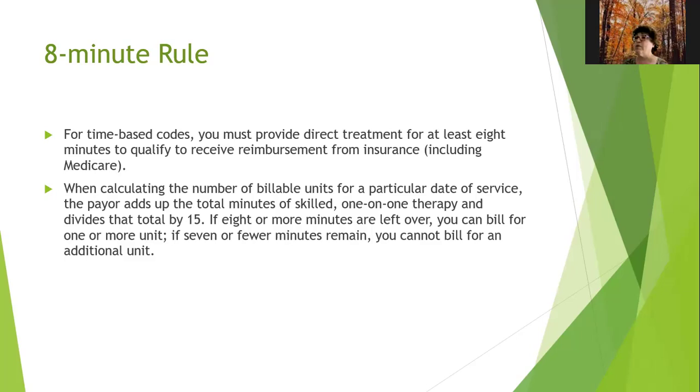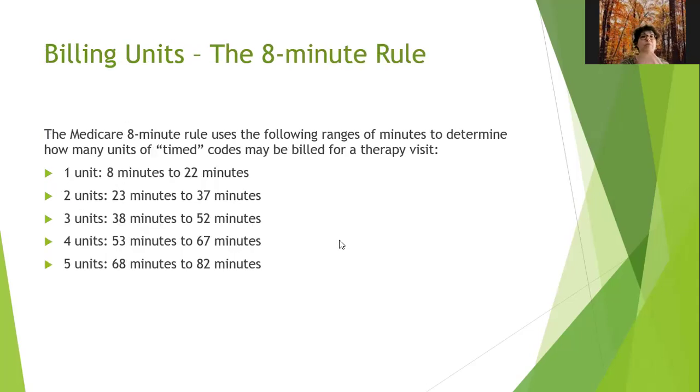When they calculate the number of billable units for a particular date of service, the payer, the insurance company, adds up the total minutes of skilled one-on-one therapy, divides the total by 15. If 8 or more minutes are left over, you could charge for another unit. If 7 or fewer minutes remain, then you can't bill for another unit. It can be confusing, but don't worry about it too much right now. If you think in 15-minute increments, you can't go wrong. You can think of the 8-minute rule as 15 plus or minus 7 minutes. So between 8 and 22 minutes, I have a chart here. Between 8 and 22 minutes, you can charge for 1 unit.